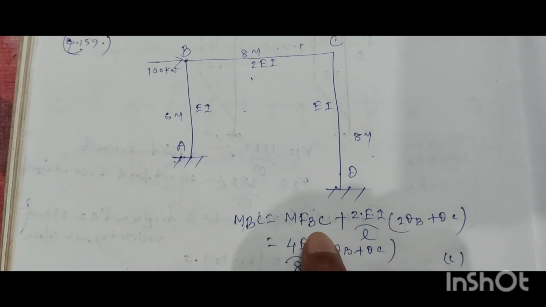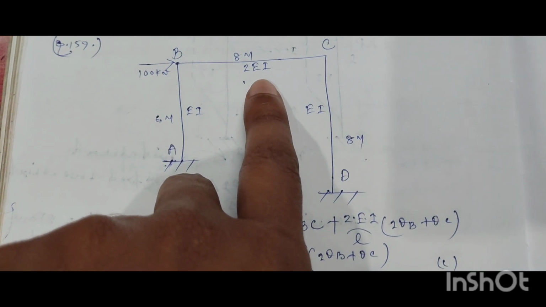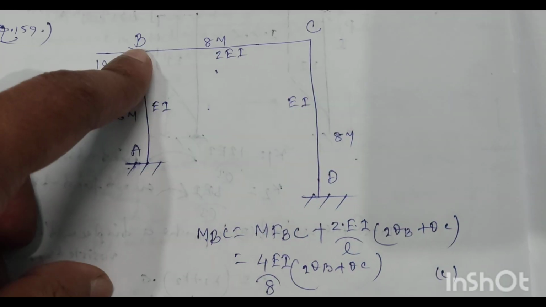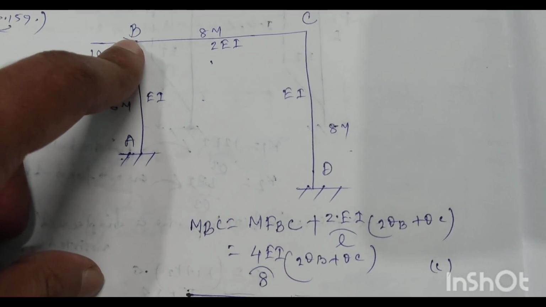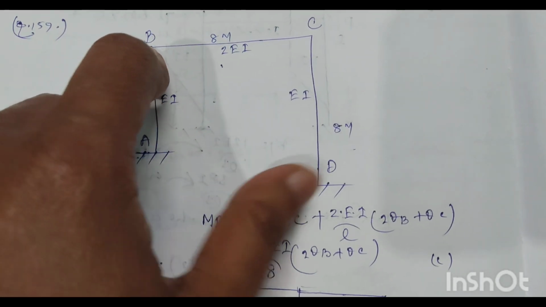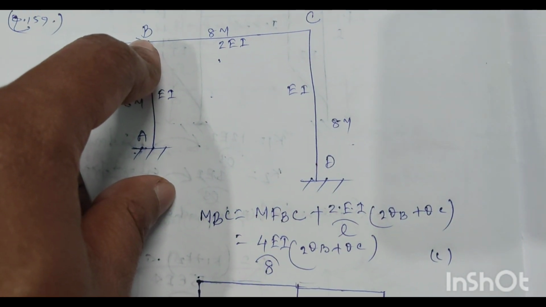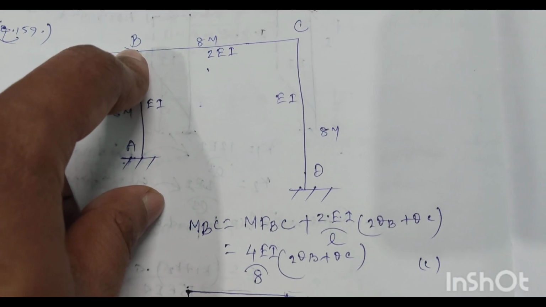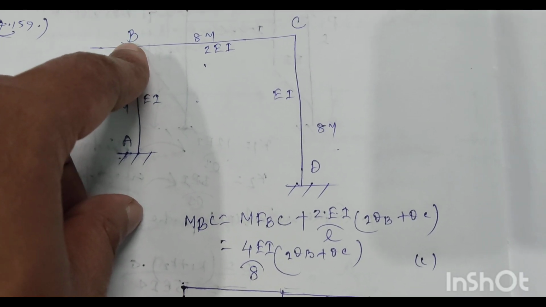will be equal to the fixed end moment at BC plus 2 EI by L into 2 theta B, the rotation at B, plus theta C, the rotation at C. The fixed end moment at BC will be equal to 0, as there is no loading except this horizontal loading which is acting at point B. The moment value at B will be 0 because the only load is acting at point B. So putting all the values in this equation, MBC will be equal to 4 EI by 8 into 2 theta B plus theta C. EI is equal to 2 times 2 EI, L is equal to 8 meter. So 4 EI by 8 into 2 theta B plus theta C. Option C is the right answer.